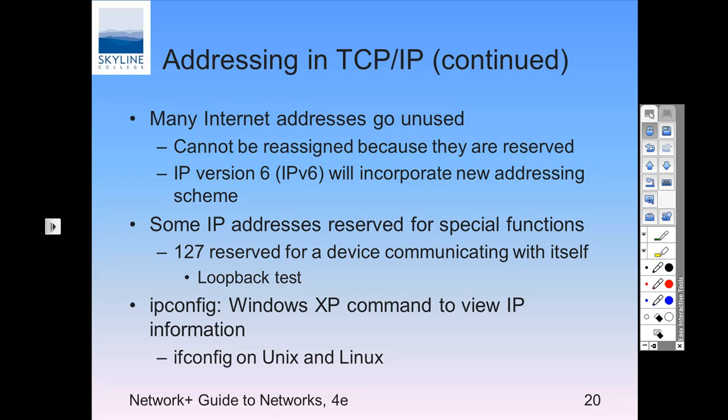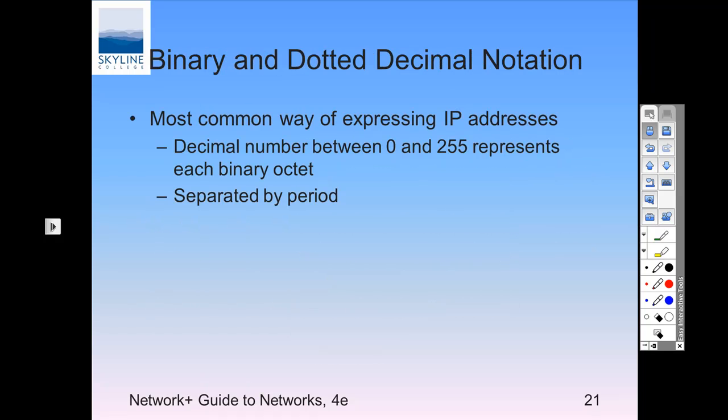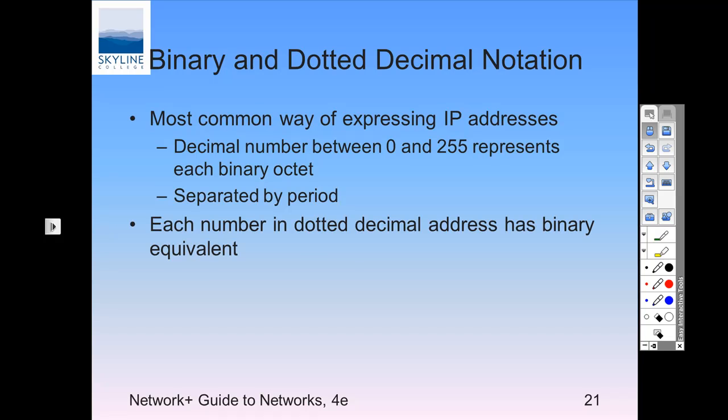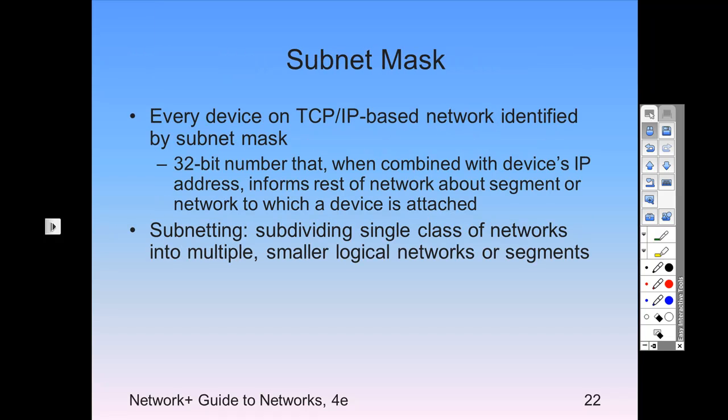Use ipconfig to look at your view of this, and you may or may not have looked at ipconfig. In Linux, it's ifconfig to do the same thing, to look at that information. Decimal number between 0 and 255, binary octets, we kind of talked about that. Again, I'm going to do the overview, but we're going to really get into this in the next one.